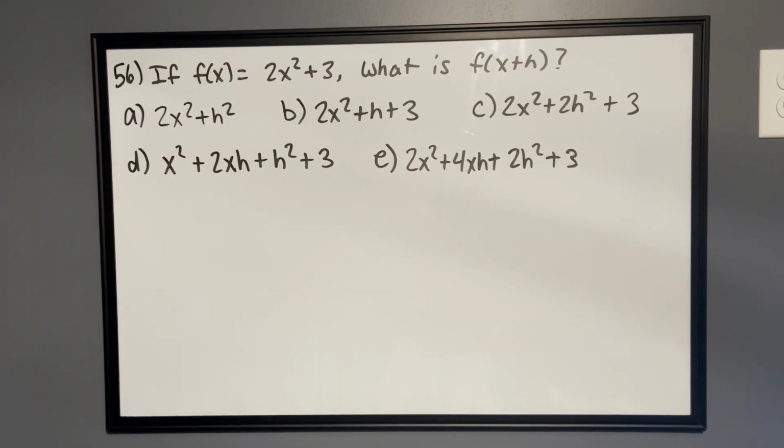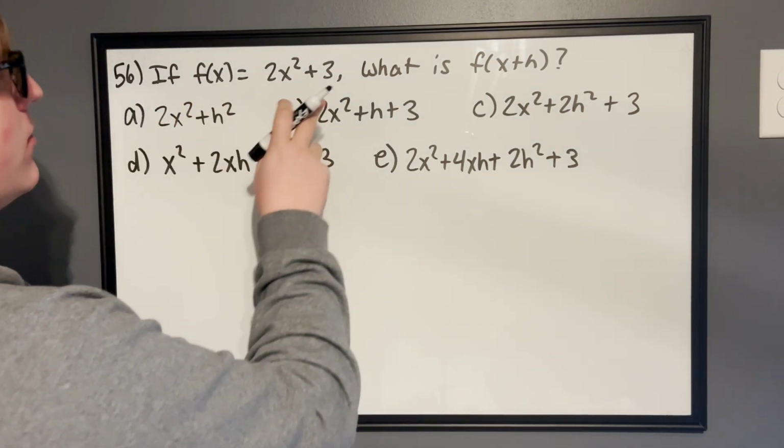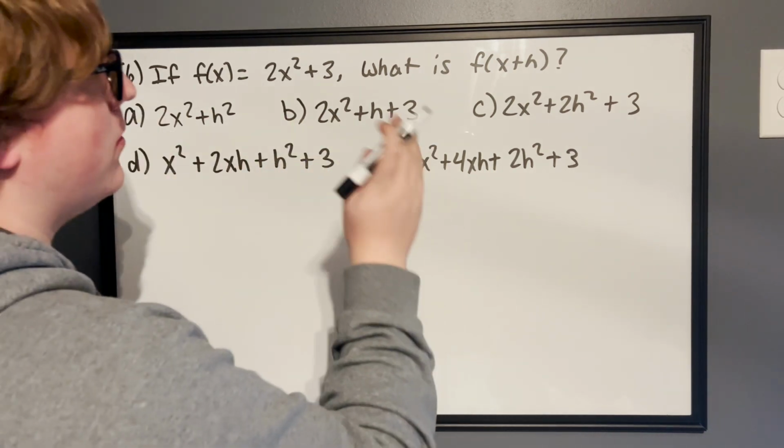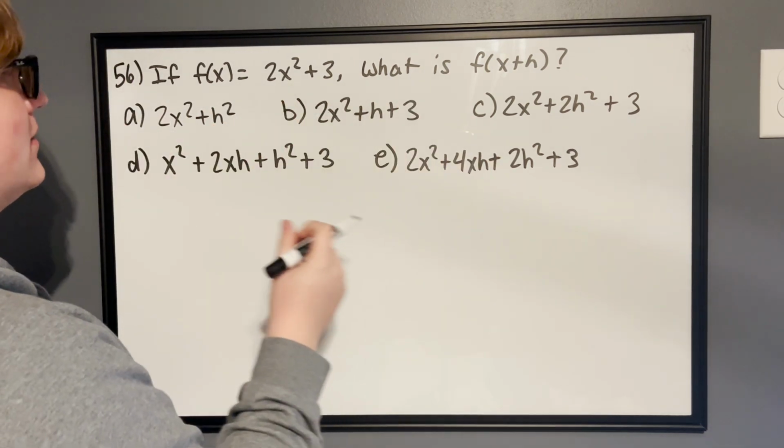All right, here we have question number 56. It says if f of x equals 2x squared plus 3, what is f of x plus h? Now remember, when we have f of x, that tells us that our variable that we're working with is just going to be an x. But if we have f of x plus h, we're going to replace that variable with the quantity x plus h.